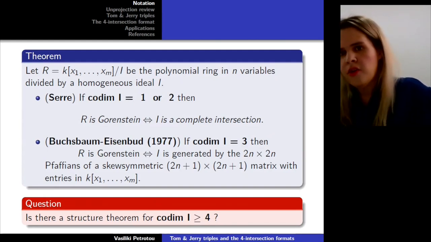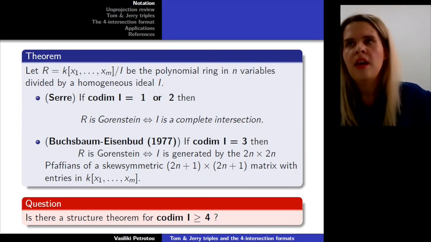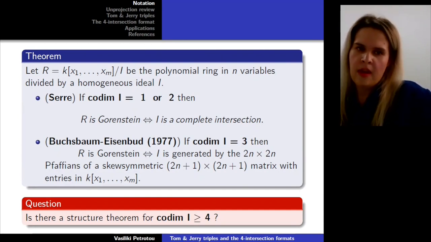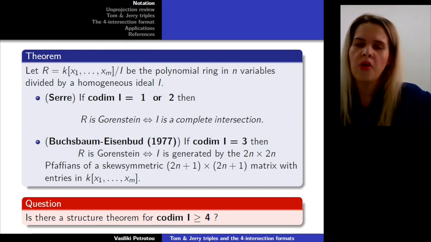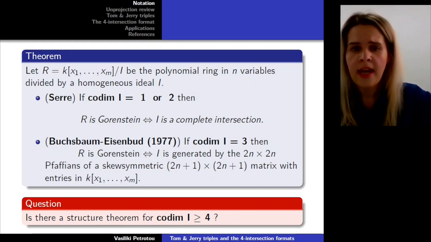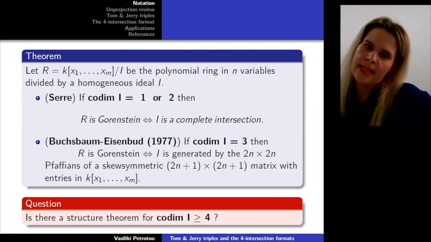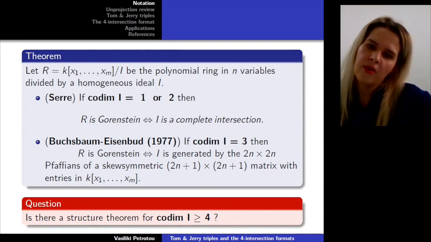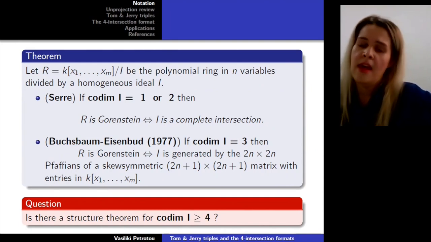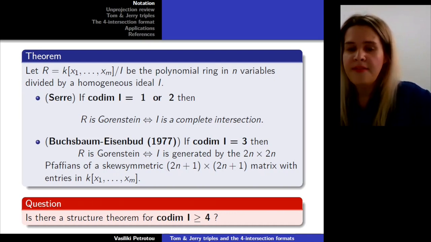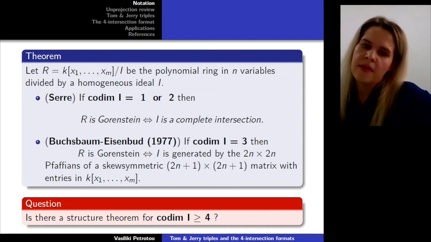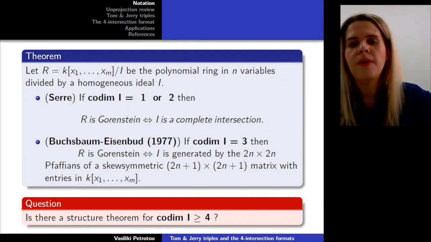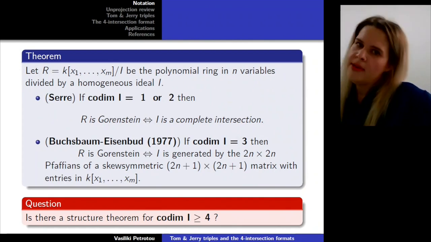For Gorenstein rings of codimension less than or equal to 3, we have good structure theorems. More precisely, Serre proved that if the codimension of the ideal is equal to 1 or 2, then the ring is Gorenstein if and only if it's a complete intersection. And Buchsbaum and Eisenbud in 1977 showed that if the codimension of the ring is equal to 3, then our ring is Gorenstein if and only if it's generated by the 2n times 2n Pfaffians of a skew-symmetric 2n+1 times 2n+1 matrix with entries in the polynomial ring.